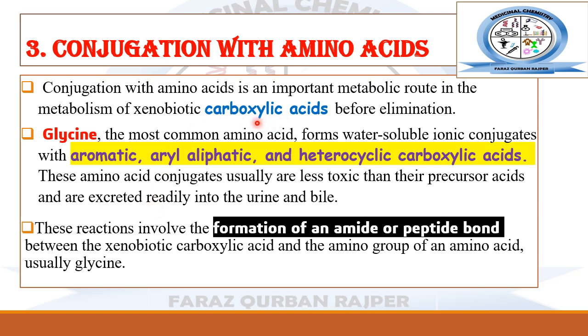During this reaction, amide bond formation takes place, because all these groups have the carboxylic acid. Now these acids have to conjugate with the amino acid, which has the NH2 amino group. The bond formation between the amino NH2 and the carboxylic acid ultimately leads to the formation of the amide or peptide bond between the xenobiotic carboxylic acid and the amino group of glycine.